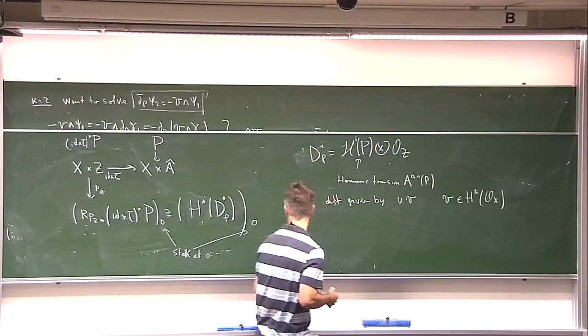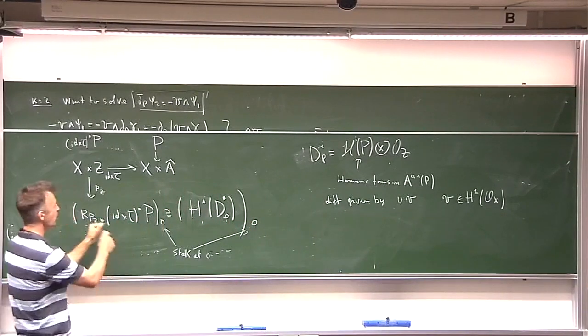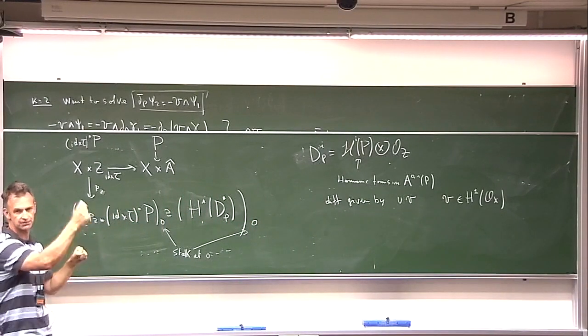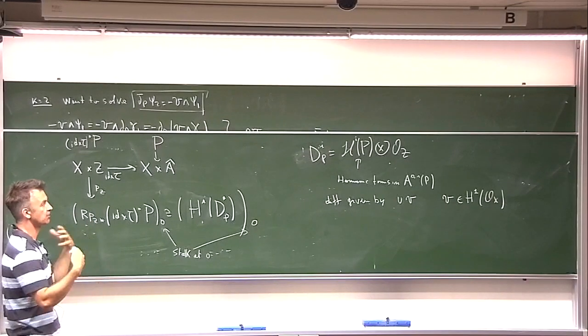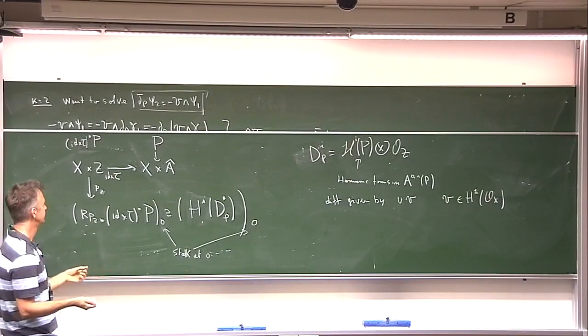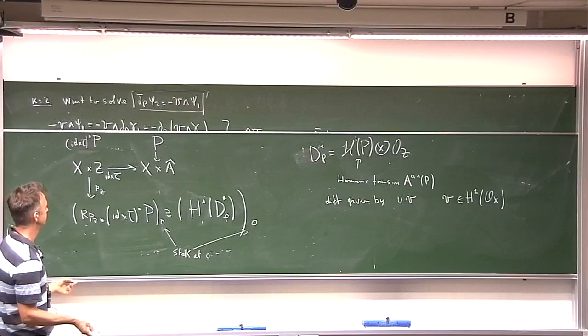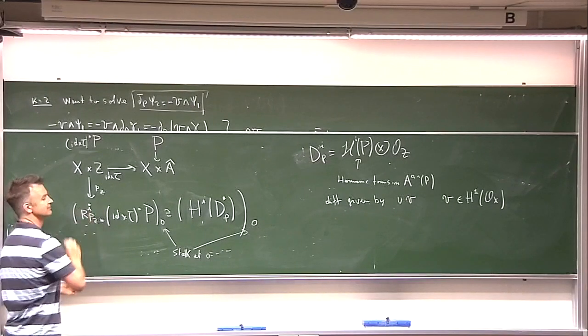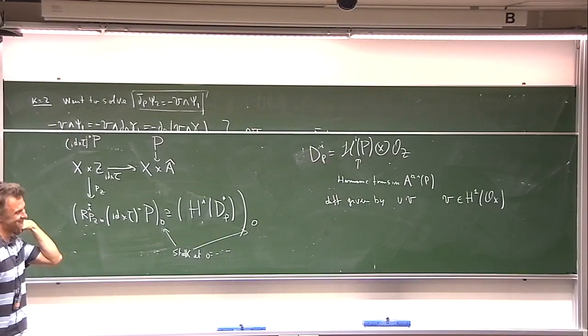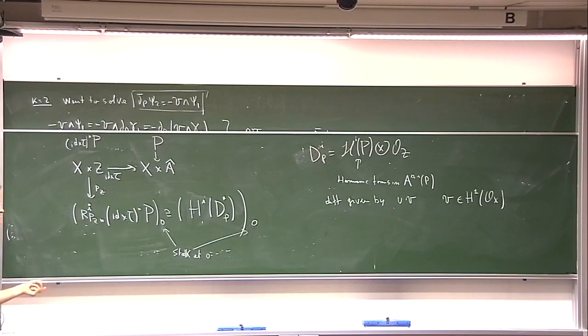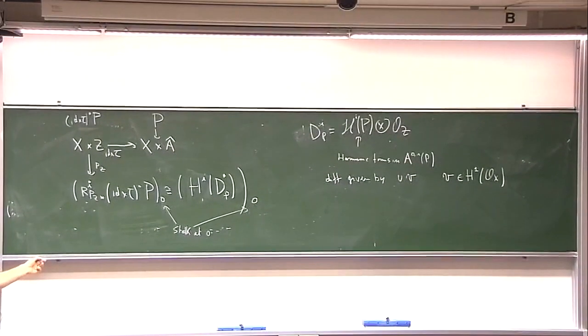So if we weren't varying, if we just quotient by T, then all we will get is cohomology of P. What is R? R-I-P-Z. Yes. Exactly.